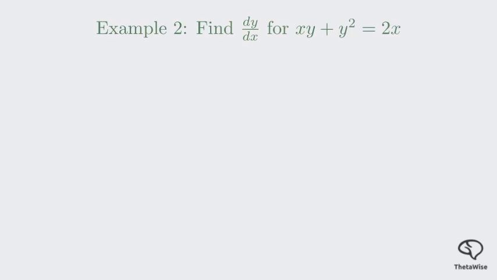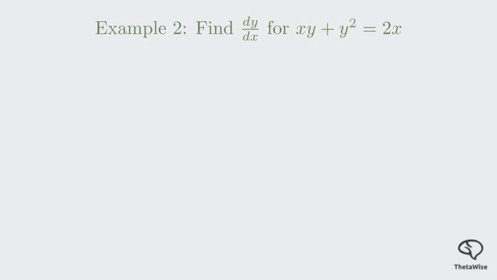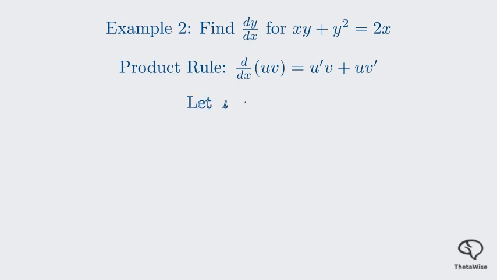Our goal is to find dy by dx for the equation x times y plus y squared equals 2x. Notice the first term, x times y. This is a product of two functions of x: x itself, and y, which we are treating as a function of x. This means we must use the product rule. Recall the product rule. The derivative of u times v is u prime v plus u v prime. In our case, let u equal x and v equal y.